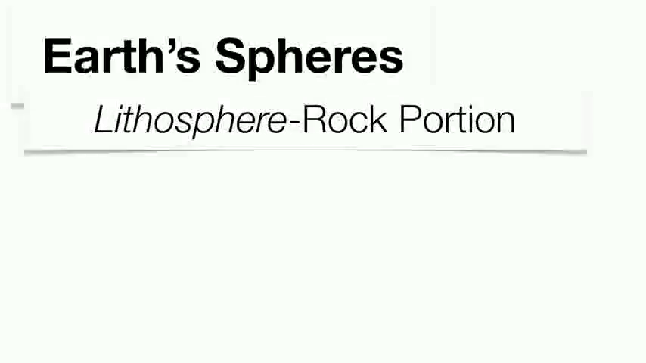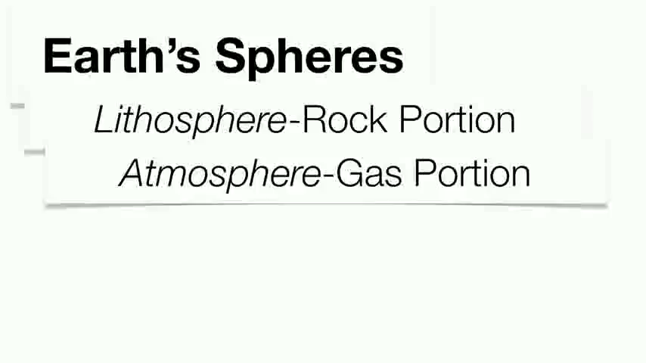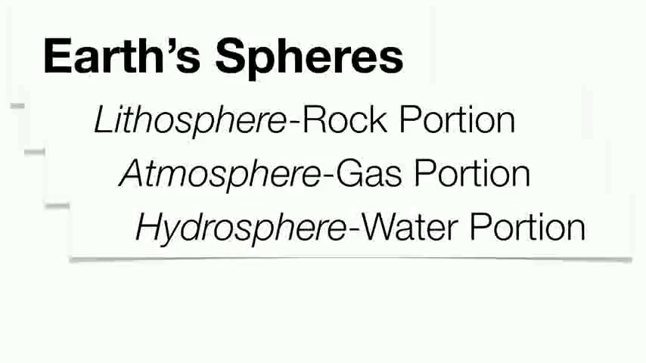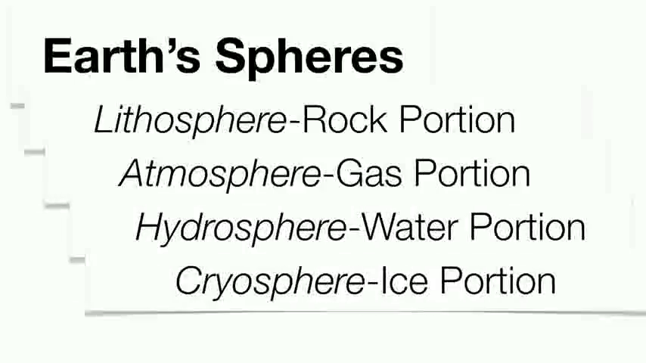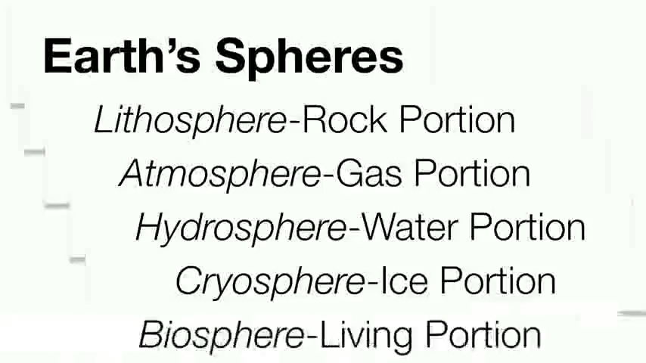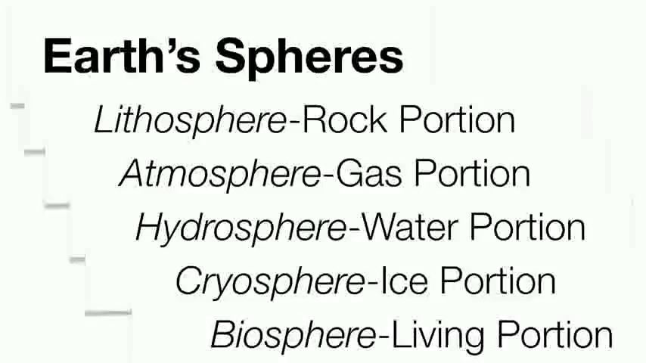Now the Earth has different portions that interact continuously with each other. We have the rock portion called the lithosphere, the gas portion called the atmosphere, the water portion called the hydrosphere, the ice portion called the cryosphere, and the living portion called the biosphere. All those spheres are constantly interacting with each other simultaneously.